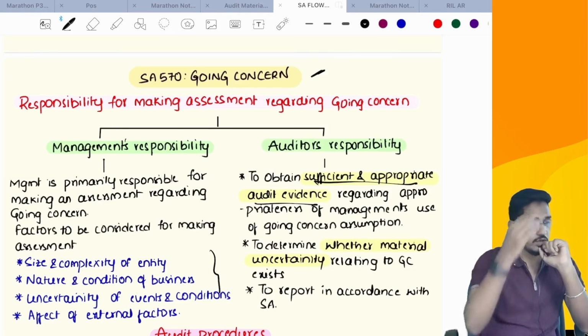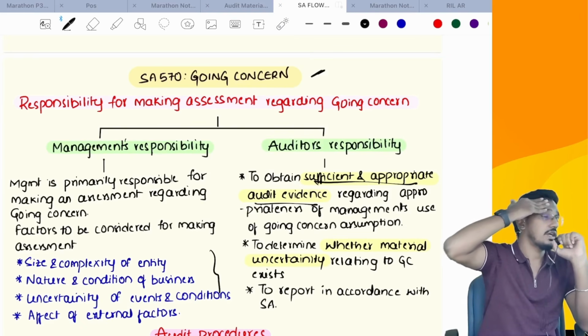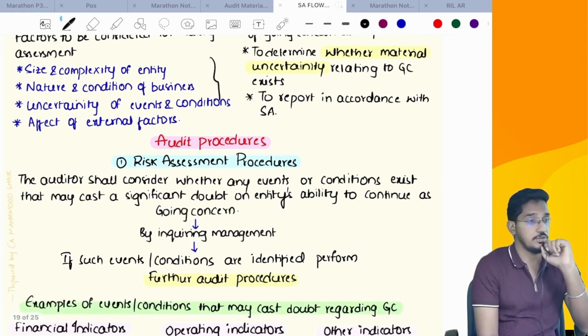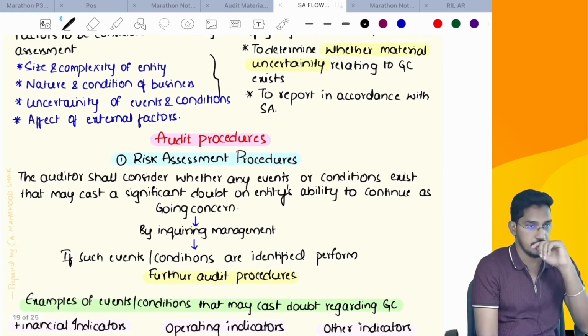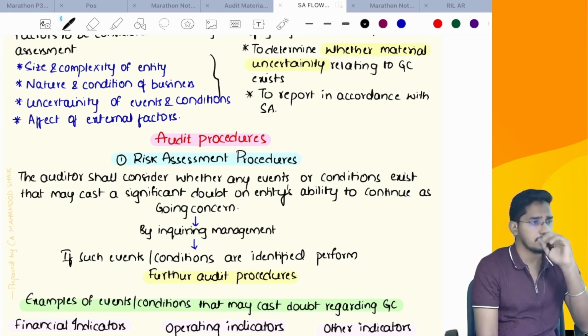Okay, next. As I was saying, you need to obtain audit evidence regarding appropriateness of management's use of the going concern assumption. But to obtain audit evidence, we need to perform audit procedures. So what audit procedures do I have to perform? Here also they say I need to perform audit procedures under two categories: risk assessment procedures and further audit procedures. So first, in risk assessment procedures, what do we do?